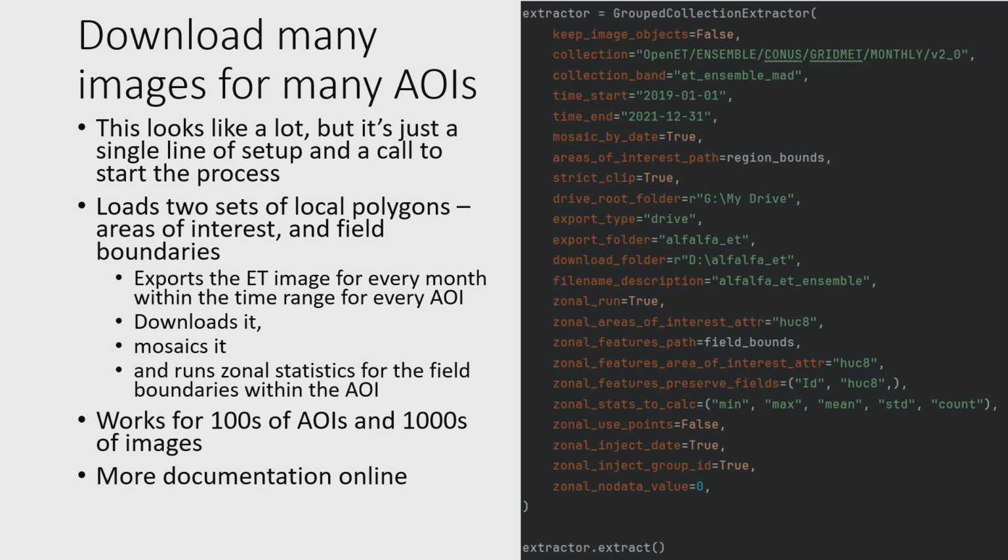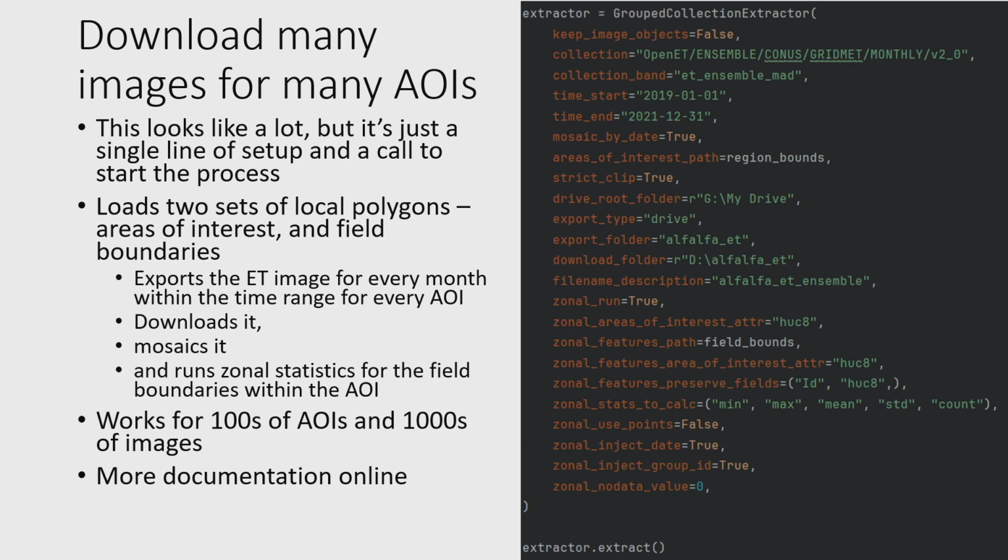So we built a helper class here, and this one, we want something in between that manual image export and this. This one says, okay, I have a bunch of areas of interest, I have a bunch of polygons for fields within those areas of interest, and I have a time range and Earth Engine images. Go get me all of the images for that time range in each area of interest, download them, and then post-process them to those agricultural fields.